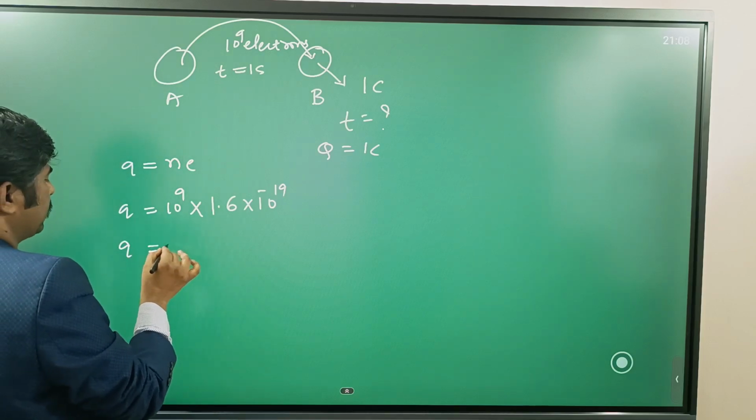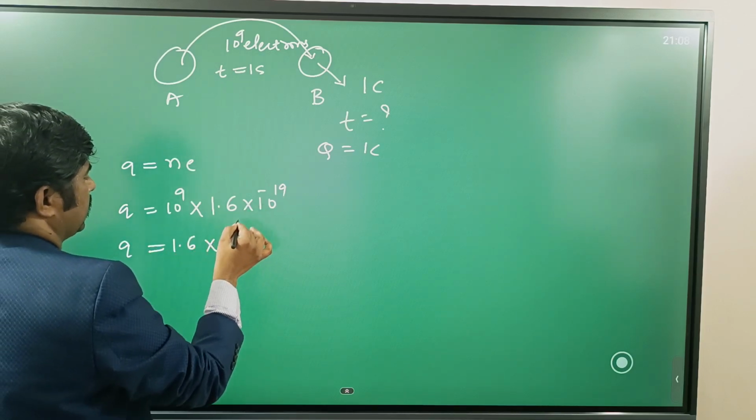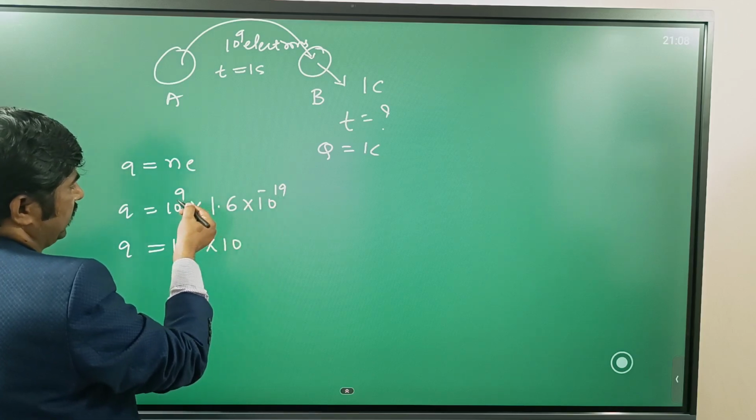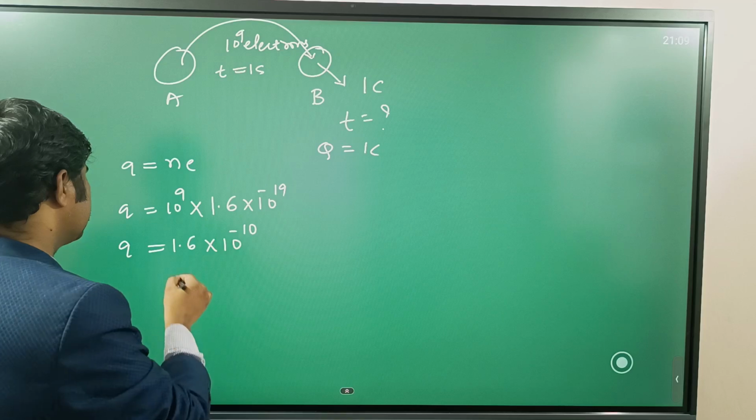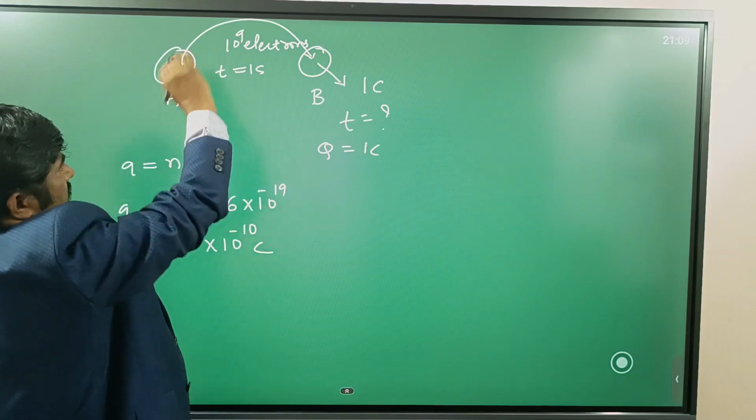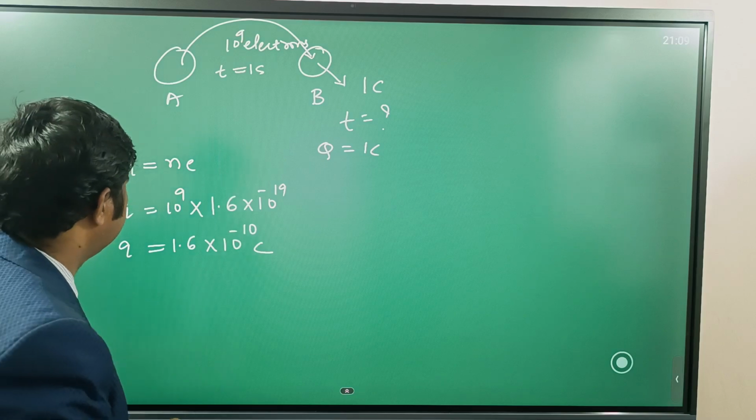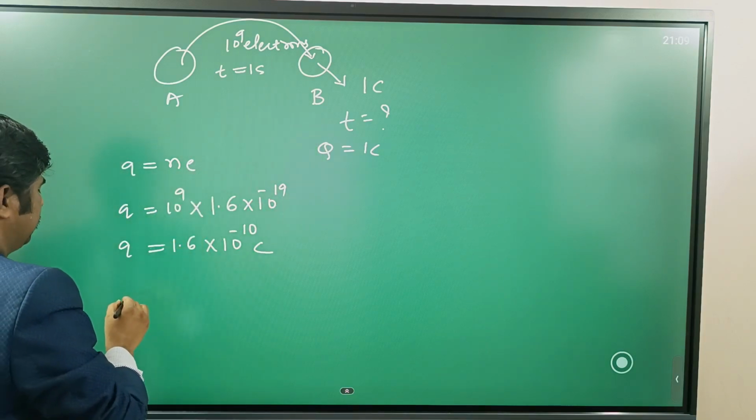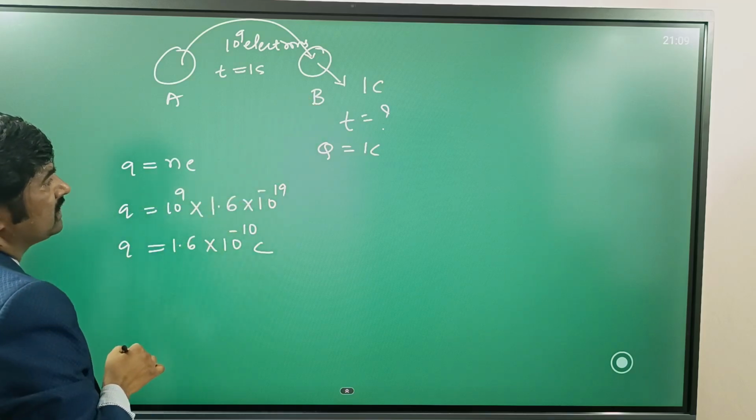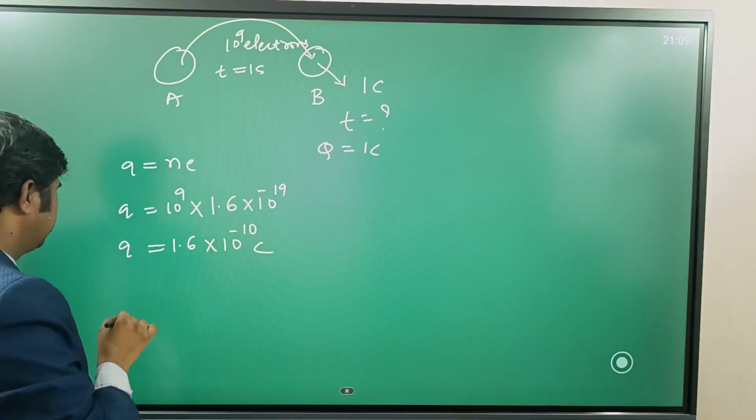Then Q is equal to how much? 1.6 into 10 power minus 19 plus 9, that is minus 10. So this is the charge, the complete charge transferred. Then what can we write? This body is acquiring the charge. How much charge is it acquiring? 1 coulomb of charge. Clear?